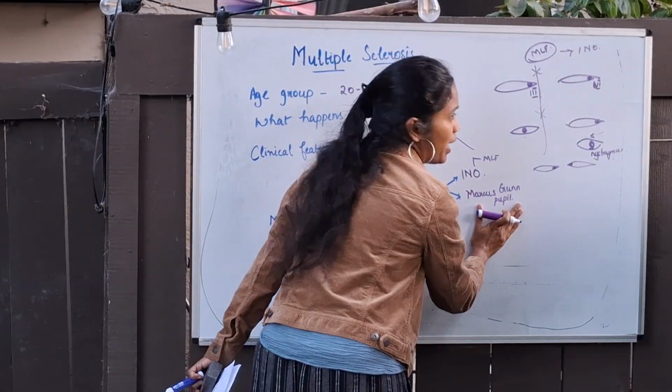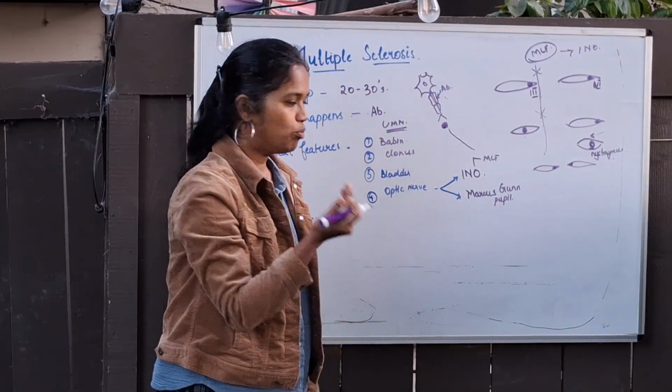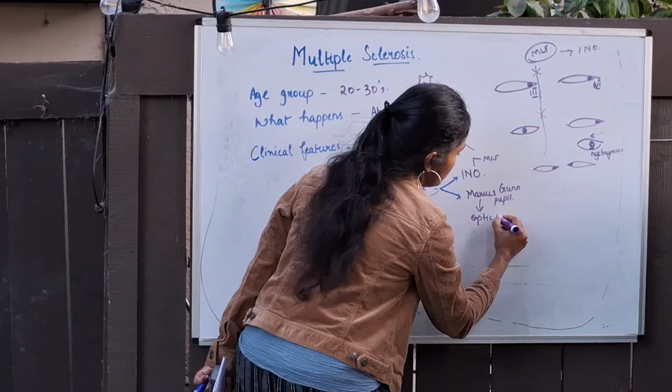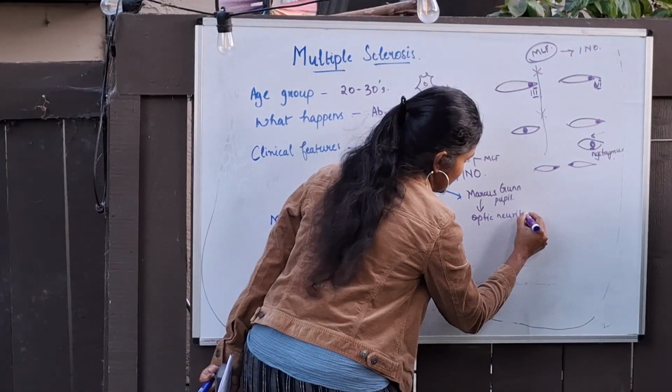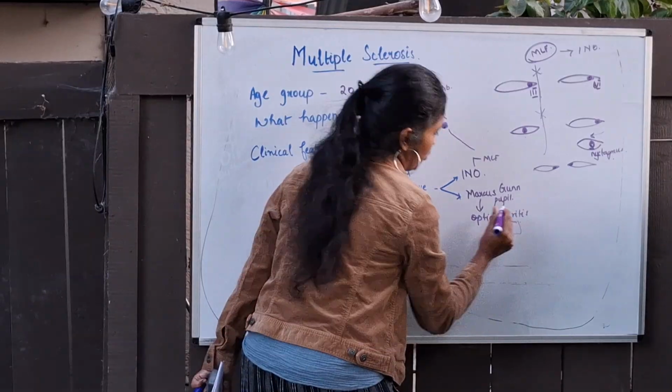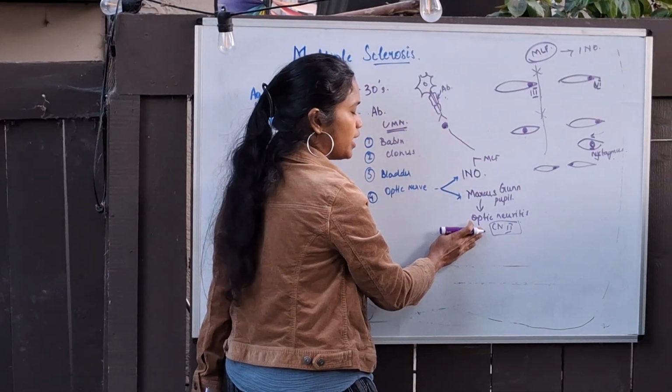What do you understand to be Gunn Pupil? Gunn Pupil is seen because of optic neuritis. What is optic neuritis? As the word says, the cranial nerve 2 is damaged in optic neuritis. So why do we want the cranial nerve 2?